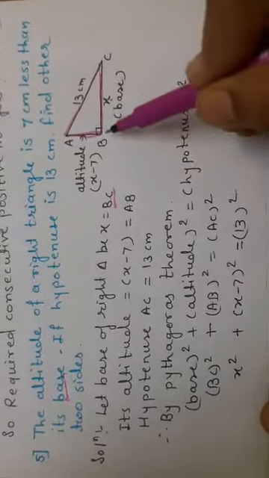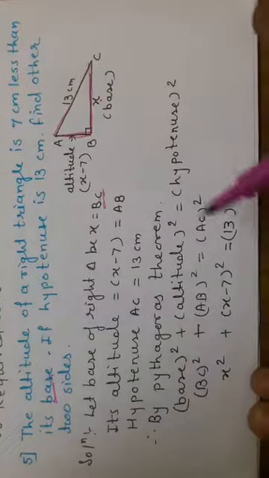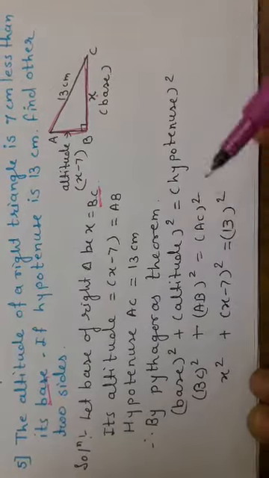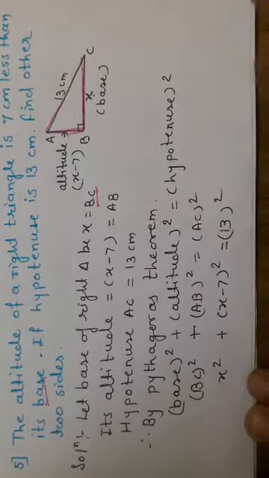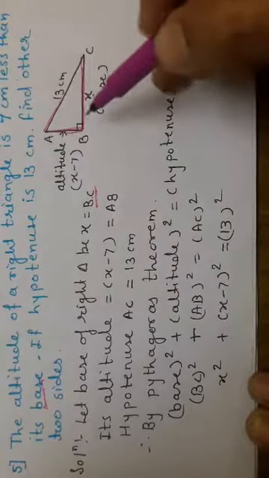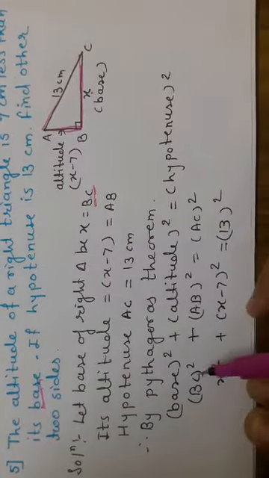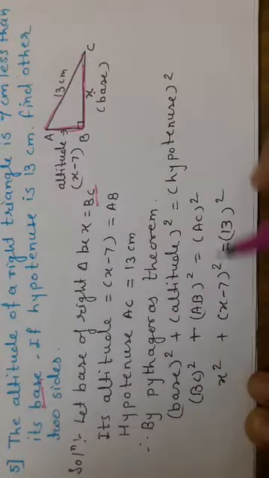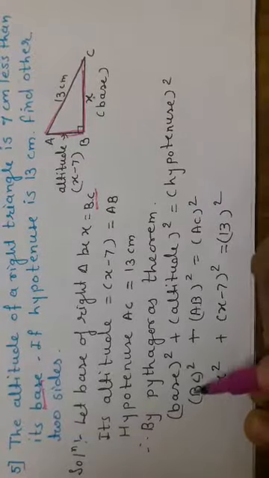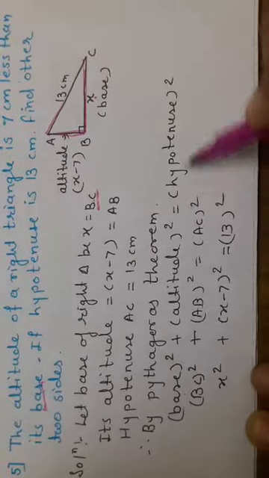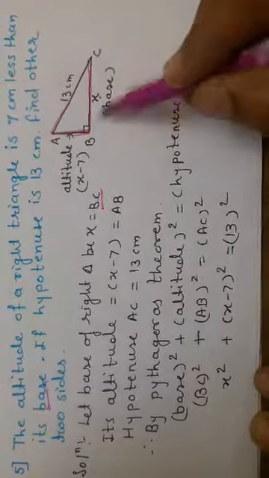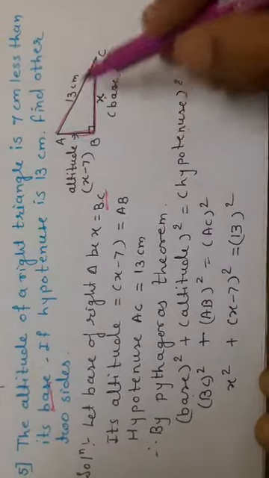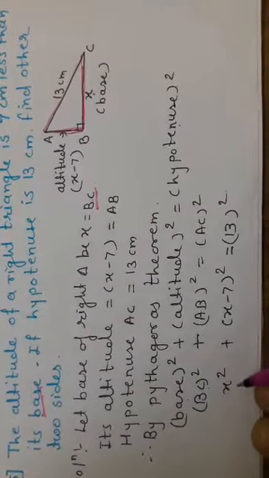Now this is a right angle triangle, so which condition will we apply? By the Pythagoras theorem. So what is the Pythagoras theorem? The hypotenuse square is equal to the sum of the squares of the other two sides. So base square plus altitude square is equal to hypotenuse square. What is the base? BC square. What is the altitude? AB square. And what is the hypotenuse? AC square. So what is BC? We have taken x.